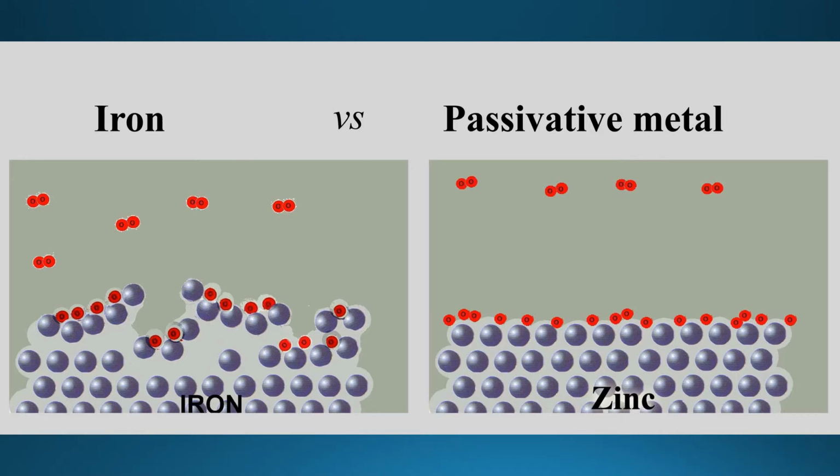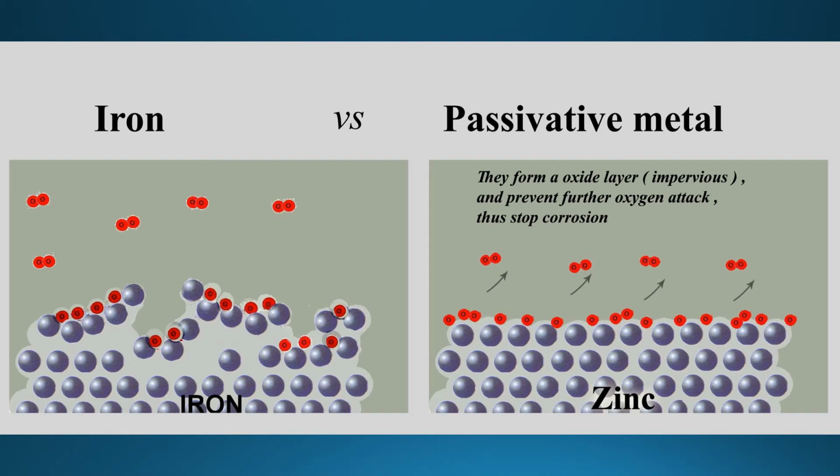And when further oxygen wants to go in to attack, it cannot penetrate this new zinc oxide layer, and it will just bounce off. So in other words, it forms a protective layer. So passivative metals form an oxide layer which is impervious and which prevents further oxygen from attacking and stops the corrosion.